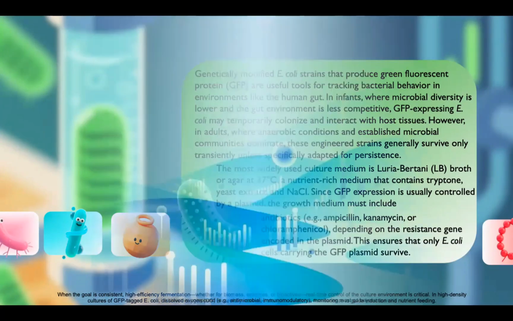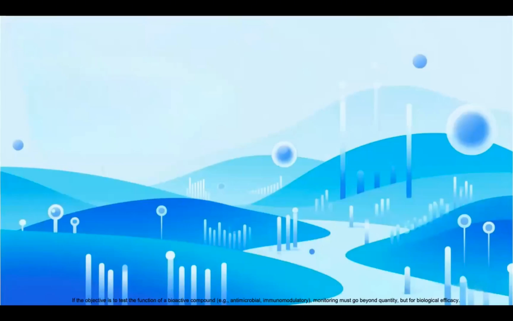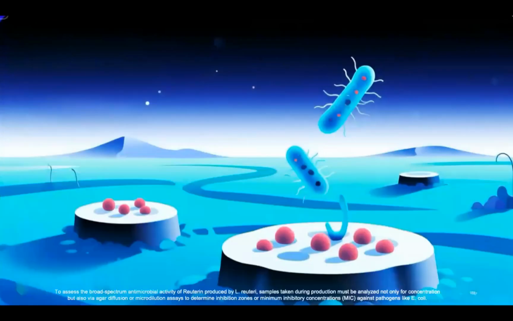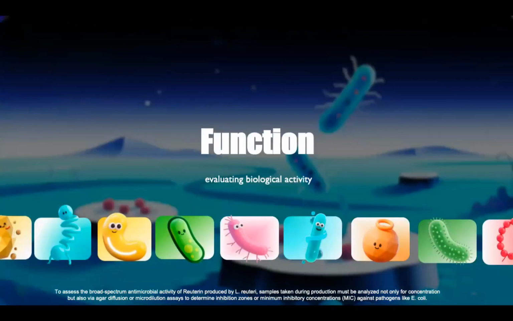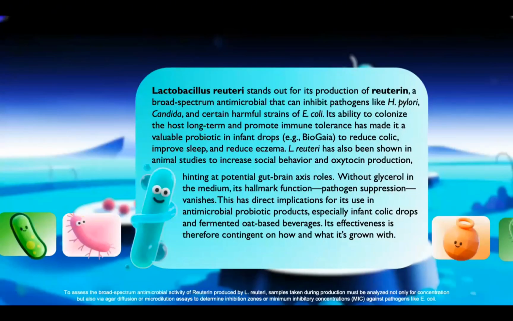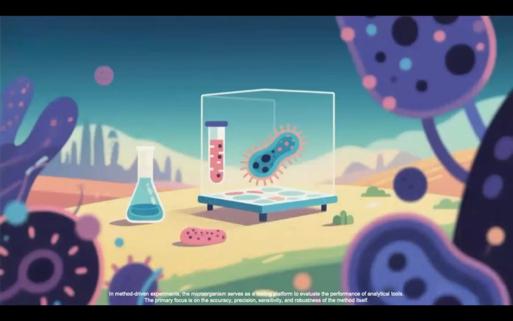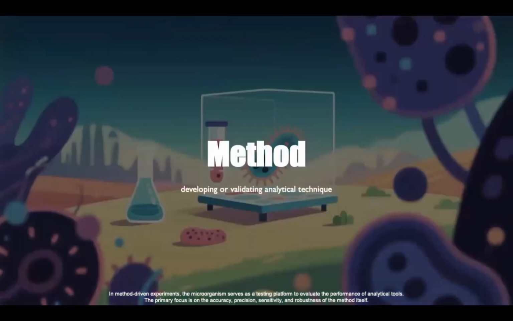If the objective is to test the function of a bioactive compound, monitoring goes beyond quantity. It should confirm biological efficacy. To assess the broad-spectrum antimicrobial activity of reuterin produced by Lactobacillus reuteri, samples taken during production can be analyzed not only for concentration, but also via agar diffusion or microdilution assays to determine inhibition zones or minimum inhibitory concentrations against pathogens like E. coli. Lastly, in method-driven experiments, the microorganism serves as a testing platform to evaluate the performance of analytical tools.